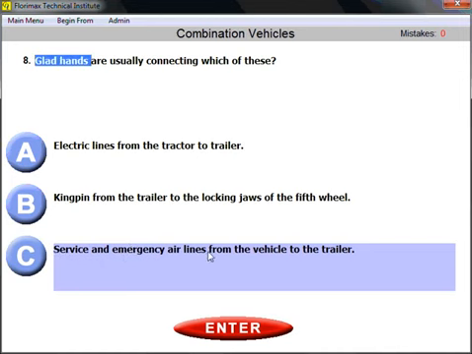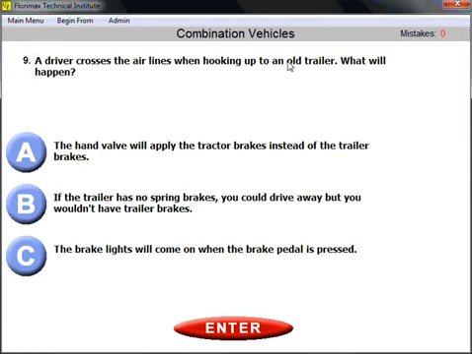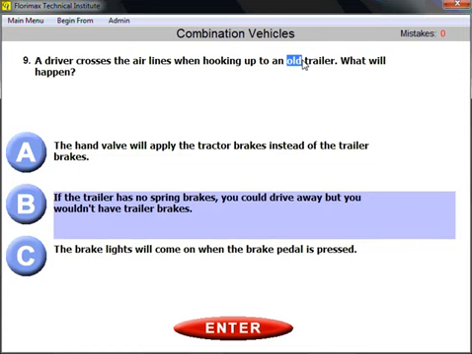Question number 9. A driver crosses the airlines when hooking up to an old trailer. What will happen? What does it mean, old trailer? You need to remember, when you read old trailer, it needs to come to your mind that old trailer means made before 1975. And those trailers usually do not have spring brakes.